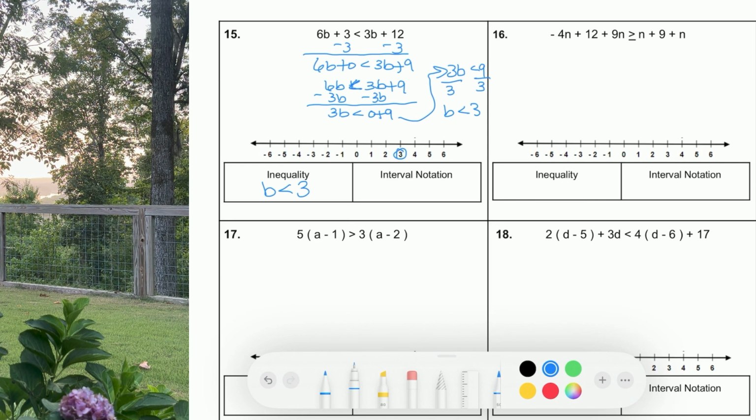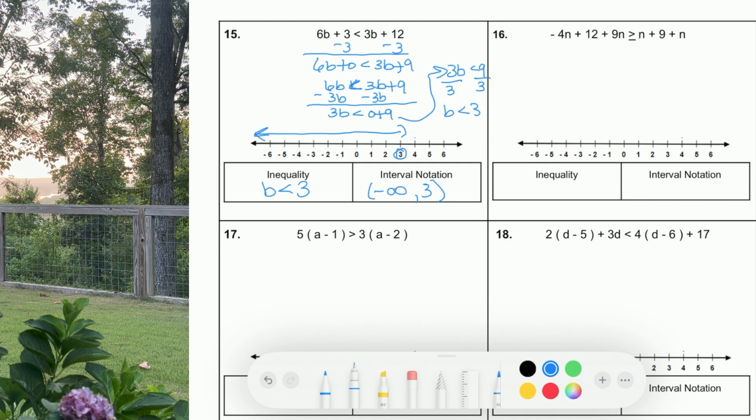And now we can graph it. So 3. B is less than that, not equal to, but less than. So I'm going to have a parentheses going towards the left, indicating that less than. Our interval notation is going to be parentheses, negative infinity, comma, 3, parentheses.